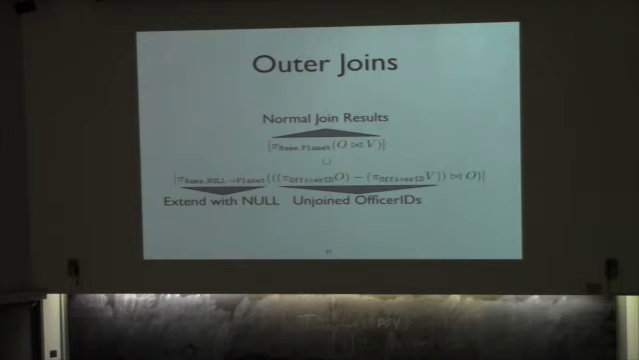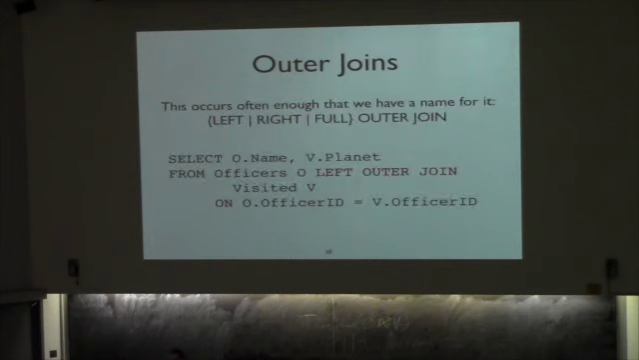So, as people have been pointing out, this is a relatively frequent pattern. It's one that occurs not infrequently. So people have actually given this a name, outer joins. And there are three different types of outer joins: left, right, and full. The one that we're going for here is a left outer join.